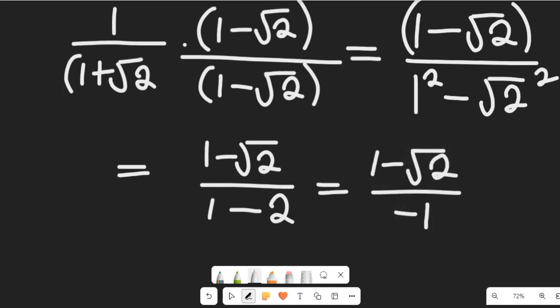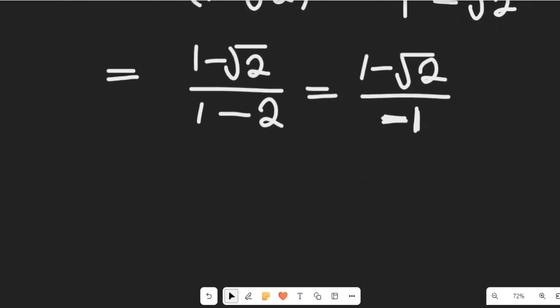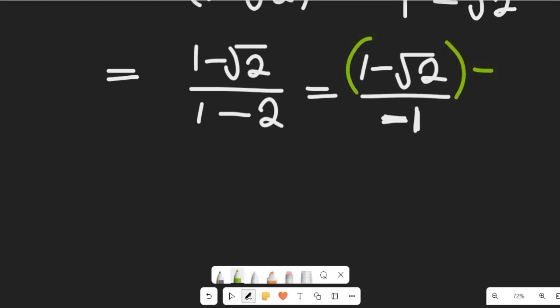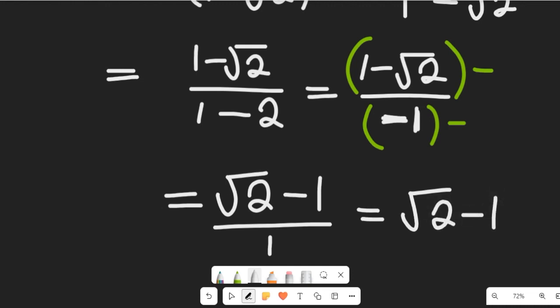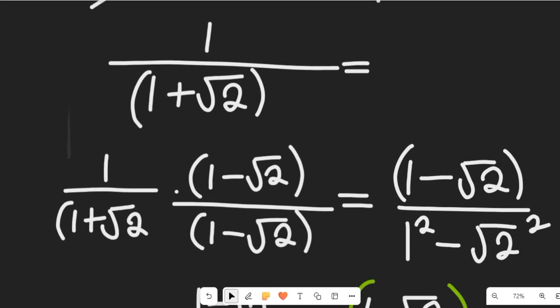divided by negative 1. So to clear the negative sign, we're going to multiply the numerator and the denominator by negative 1. If we multiply here by a negative sign and here by a negative sign, we have root 2 minus 1 divided by 1, and that will be equal to root 2 minus 1, which is the solution to that large radical equation that was given to us up here.